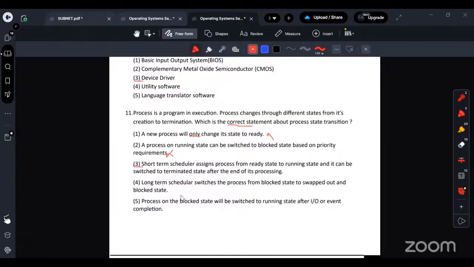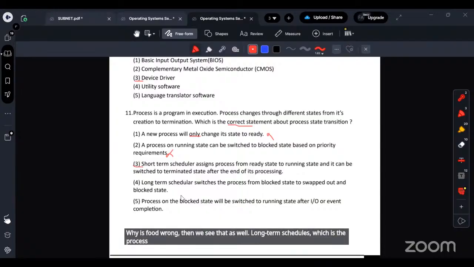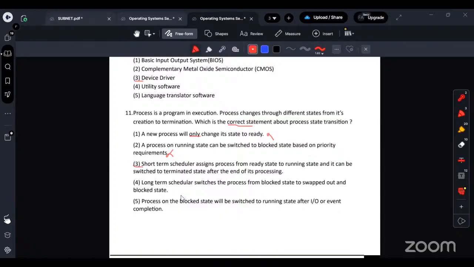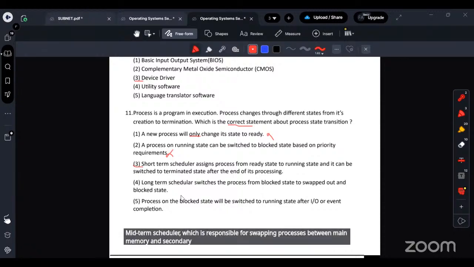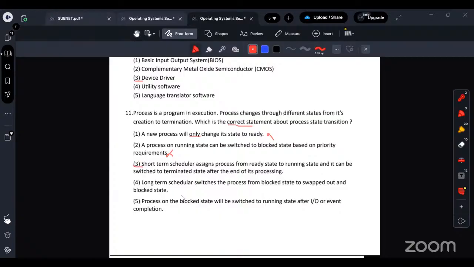Why is the fourth wrong then? Let's see that as well. Long-term scheduler switches the process from blocked state to swapped out blocked state. Wrong, because it's not the long-term scheduler that does that. It is the mid-term scheduler, which is responsible for swapping processes between main memory and secondary storage. Yes, mid-term. Okay.